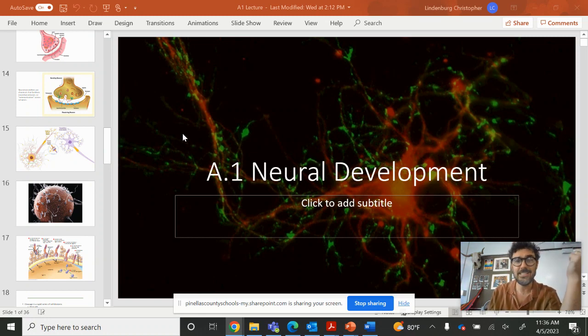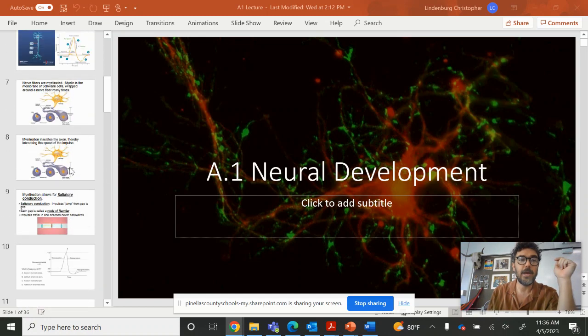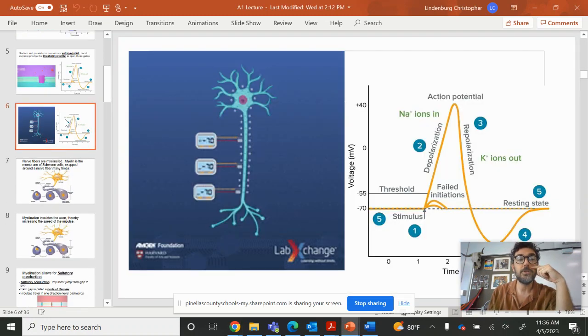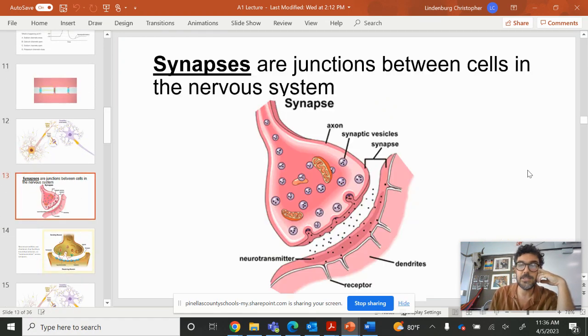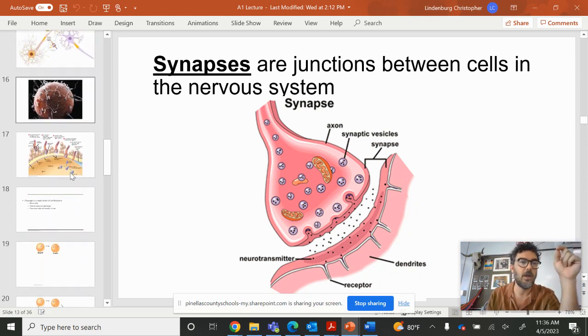So last time we talked about how nerve cells work, their structure, and the action potential. We wrapped the whole lesson with this idea of the synapse, where nerve cells connect. And so today we're going to talk about two things: how these synapses can be modified, and then how your nerve cells get there in the first place. Okay, off we go.